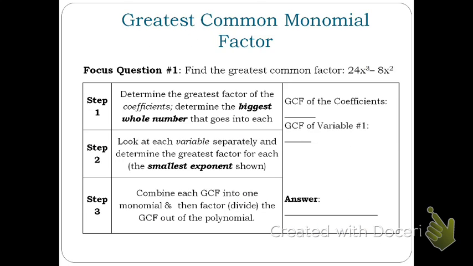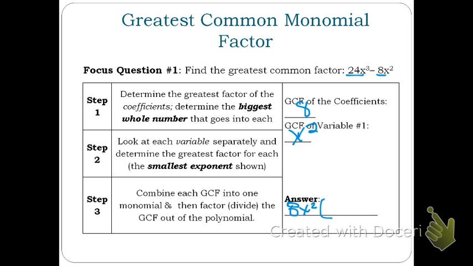Alright, so let's look at focus question 1. We are factoring out the greatest common factor of the polynomial 24x to the third minus 8x to the second. So you do it in 2 steps. First, find the greatest common factor of the coefficients. So 24 and 8, the biggest number that can divide into both, I believe, is 8. And the greatest common factor of the variables, well, there's an x in both terms, and the smallest exponent, I'm sorry, is 2. So we have an x to the second as part of our answer.